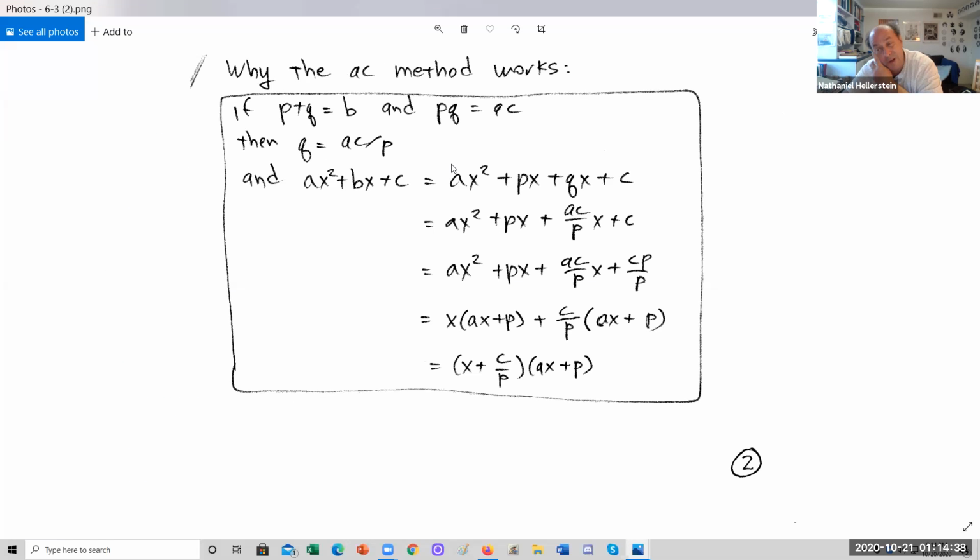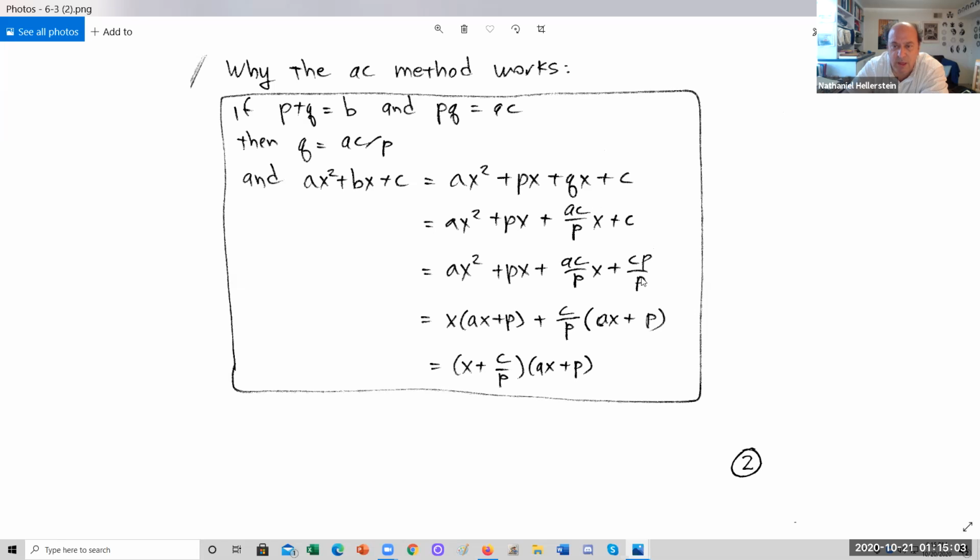Now, the book doesn't actually go into why the method works. I think it's worth mentioning. So here we go. If p plus q equals b and p times q equals a times c, then q is ac over p. Just transpose the p. Then ax squared plus bx plus c, we write bx as px plus qx: ax squared plus px plus qx plus c. This qx we write as ac over p times x.